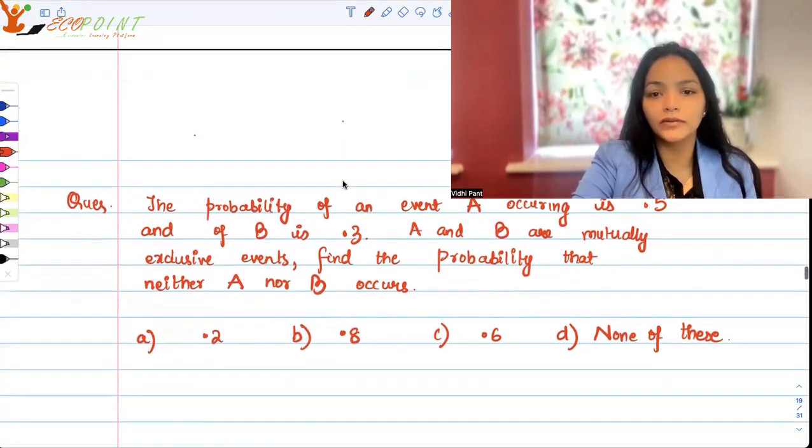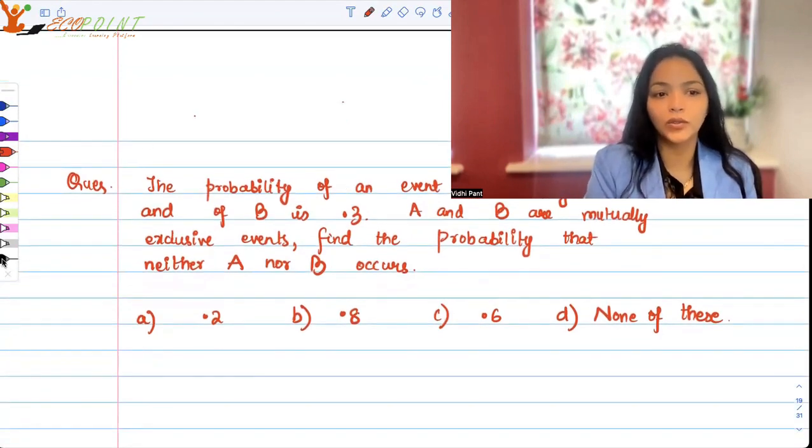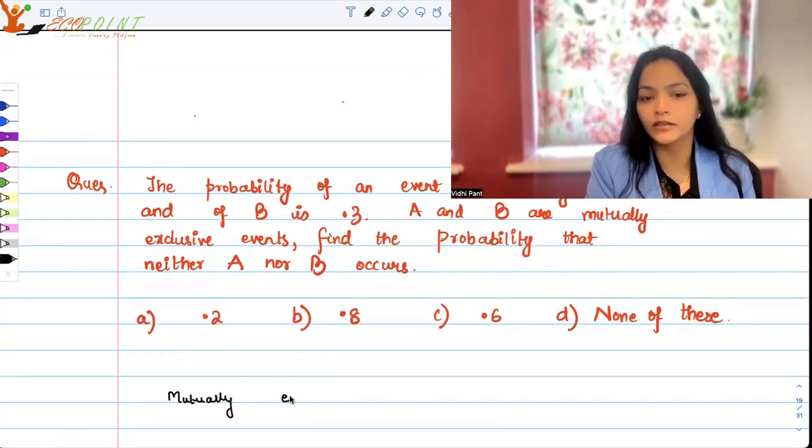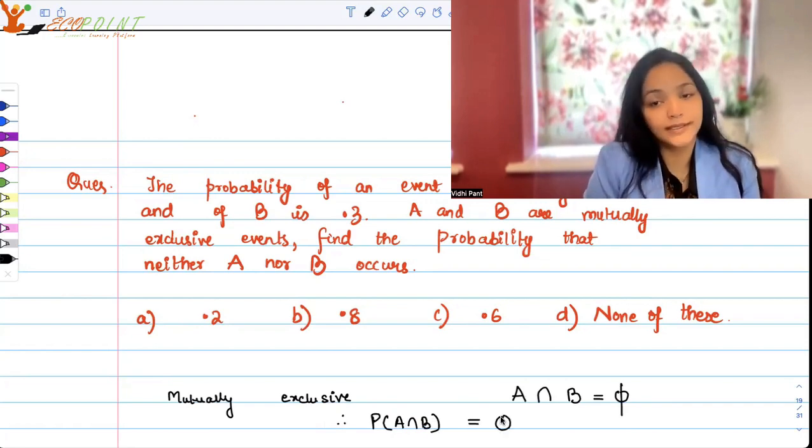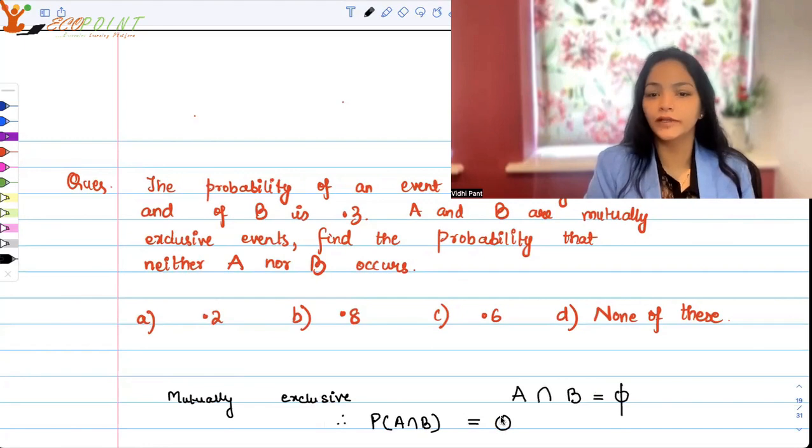So this requires the knowledge of something called mutually exclusive. Mutually exclusive or disjoint, it's one and the same thing. Mutually exclusive basically means the two sets have nothing in common. So the intersection of A and B is phi. Therefore, the probability of the intersection will be equal to 0 because the intersection is phi.